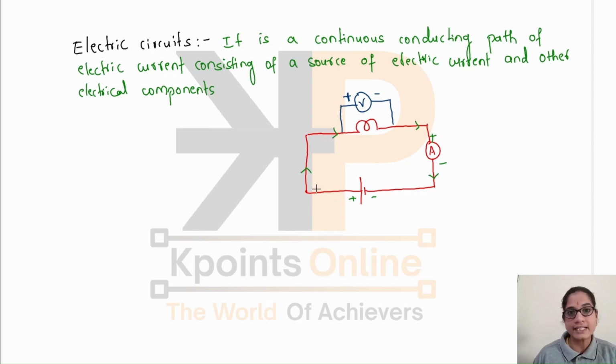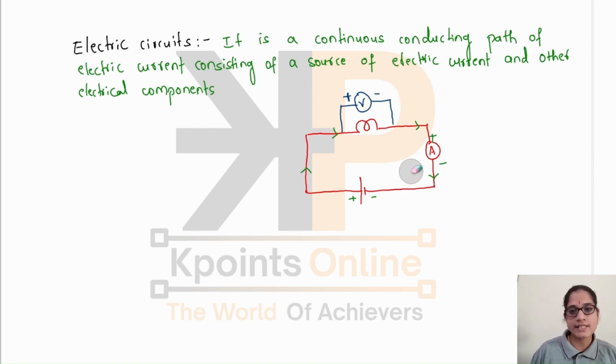And the direction of current is shown in such a way that it always flows from higher potential to lower potential. That means it is opposite to the direction of flow of electrons. The direction of flow of electrons is in this direction. We are showing conventionally the electric current in this direction. You have to remember this.